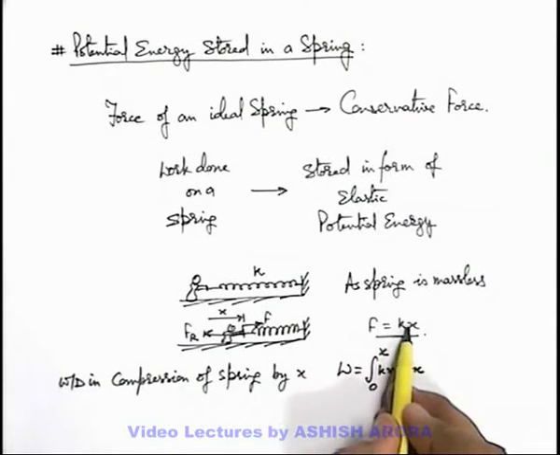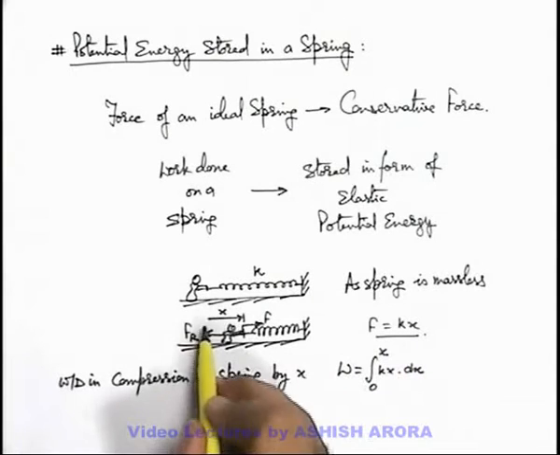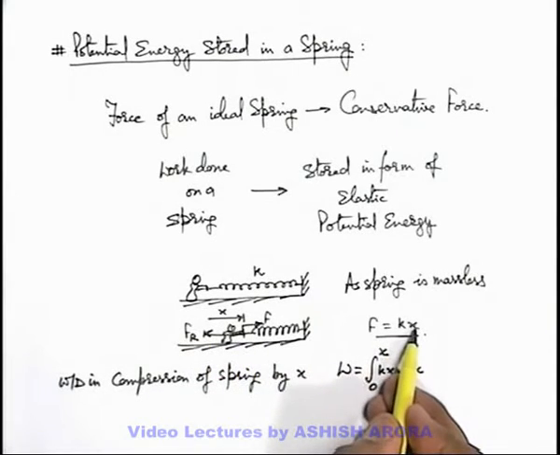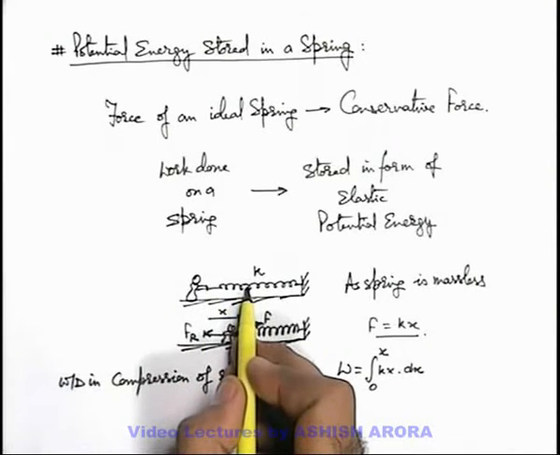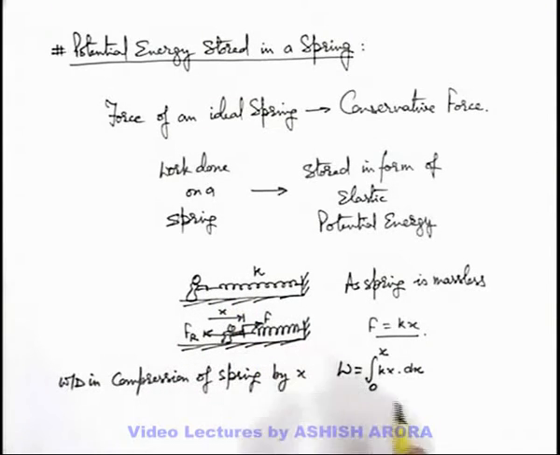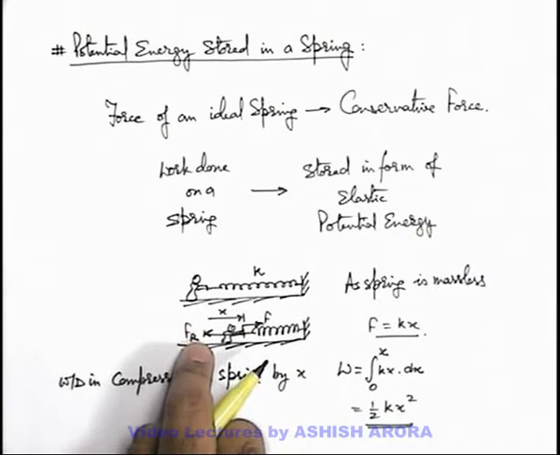Because here the force depends on the position of the boy, or the force depends on the deformation in the spring. As it depends on the displacement, we have to use the integration of F dx from 0 to x. You can see the result: k is a constant, the integral of x is x square by 2. The result is half kx square. So this is the amount of work done in compression of the spring by the boy.